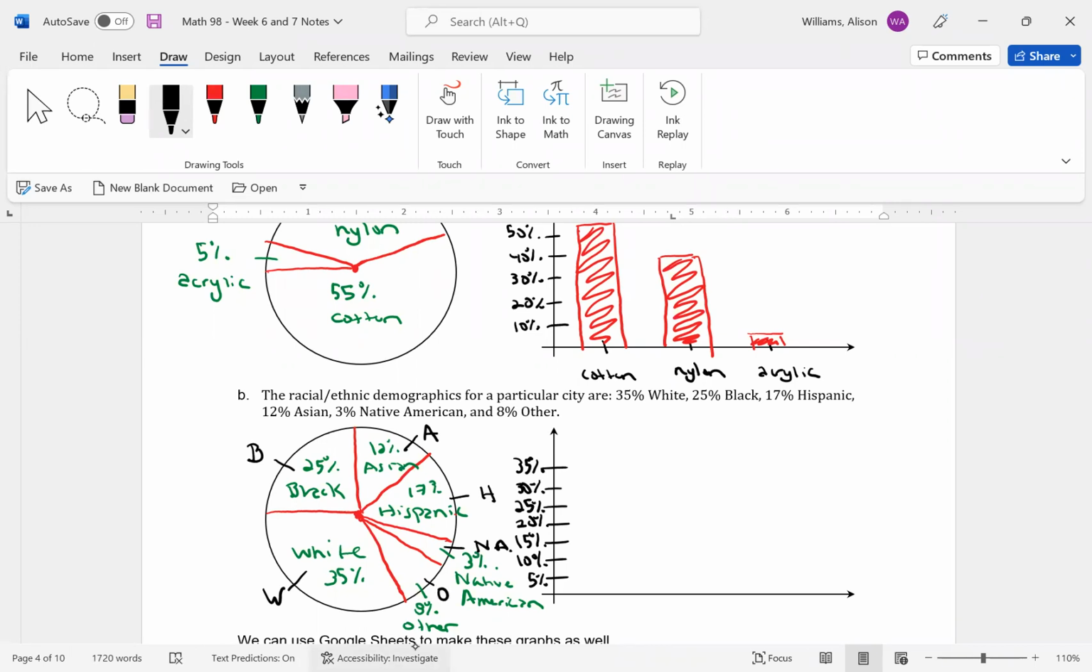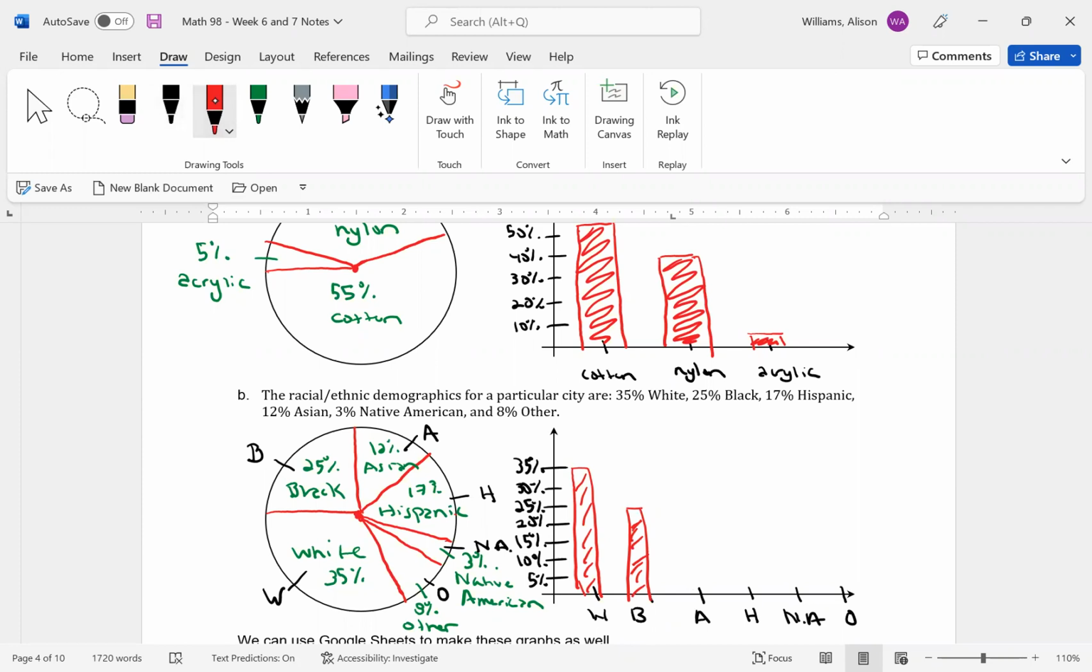All right. So W, B, A, H, N, A, and O. All right. So this is, I'm going to do my rectangles a little bit skinnier since I have more categories. There would be white, black at 25%. I kind of semi-adjust since I did a little bit too big.